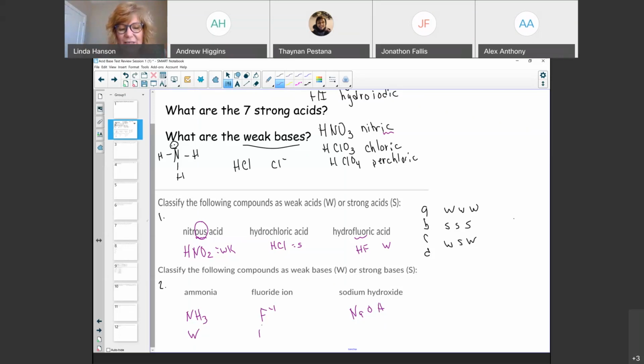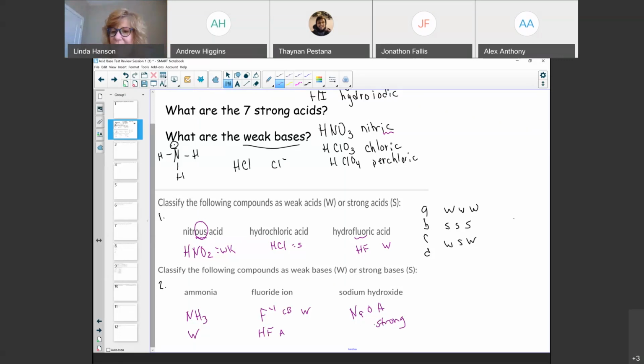Fluoride is the conjugate base of HF, right? So this is the acid, this is its conjugate base. So that's a weak base. NaOH, well, first family metals hooked to hydroxide, we know those are soluble strong bases, so we'd label that strong.